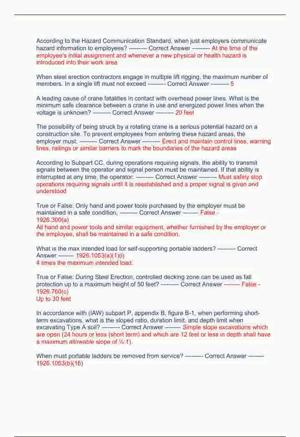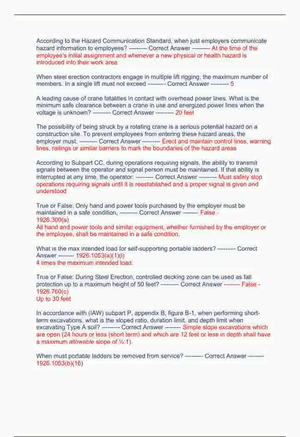What is the minimum safe clearance between a crane in use and energized power lines when the voltage is unknown? Correct answer, 20 feet. The possibility of being struck by a rotating crane is a serious potential hazard on a construction site. To prevent employees from entering these hazard areas, the employer must, correct answer, erect and maintain control lines, warning lines, railings, or similar barriers to mark the boundaries of the hazard areas.